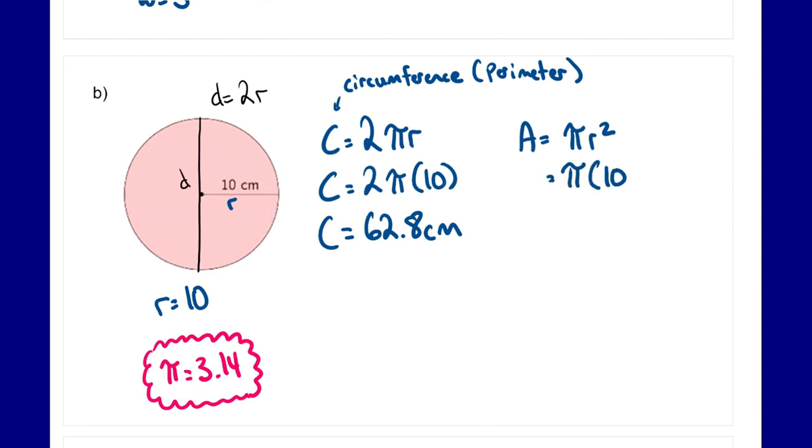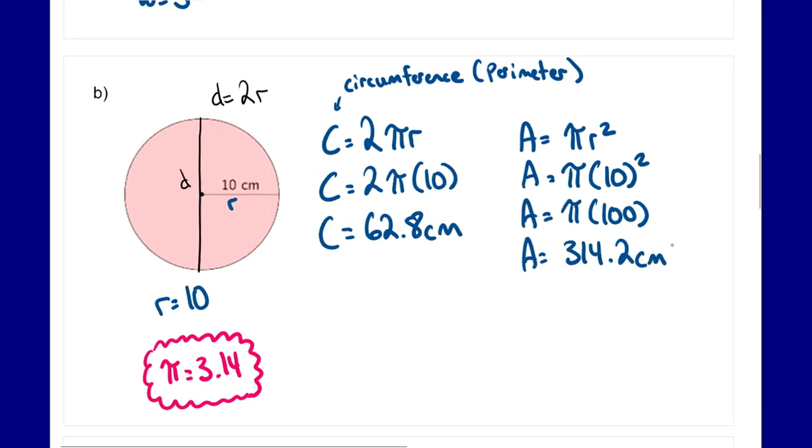Our radius is 10, and we're squaring it. So making sure that we follow BEDMAS, we have to do our exponents first. So I'd have to do pi times 100, because that is 10 squared, or 10 times 10. And I get A is equal to 314.2 centimeters squared. So again, making sure that we have our units there.